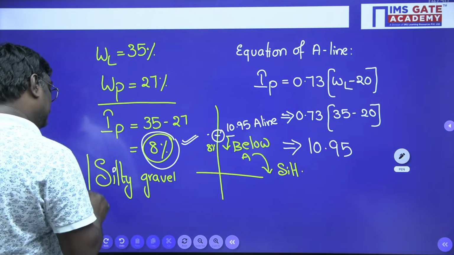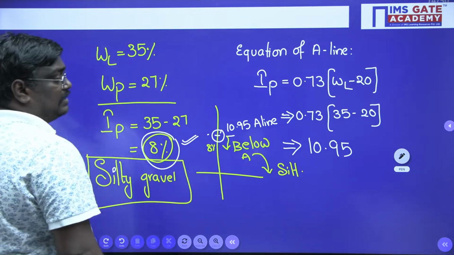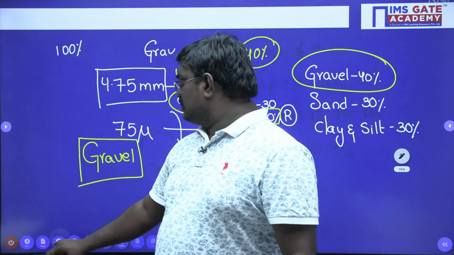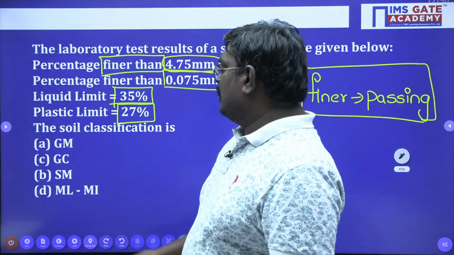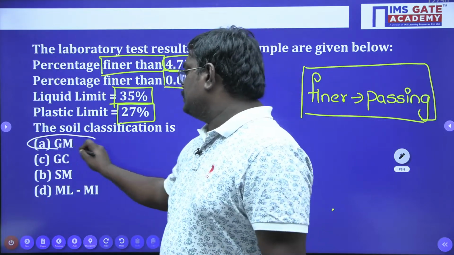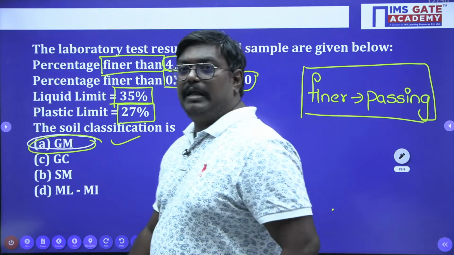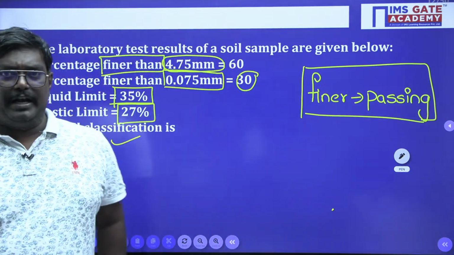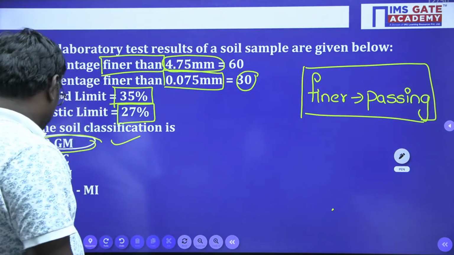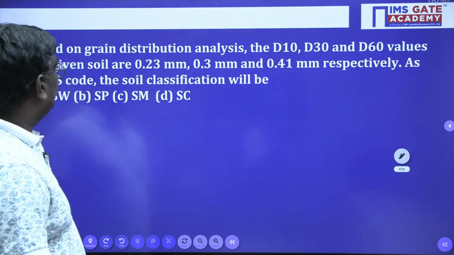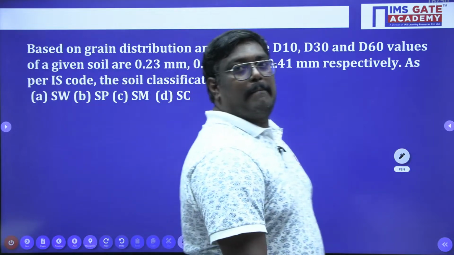So this is a GATE question. This is a GATE 2009 question, my dear students. The answer here is silty gravel, so the first option is correct. Here we have option A, which is correct. Clear, my dear students? Are there any doubts in this? Great, great.